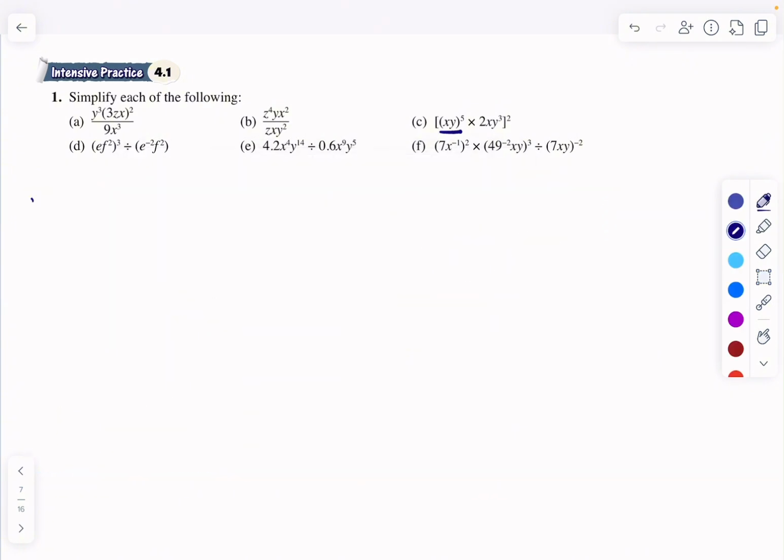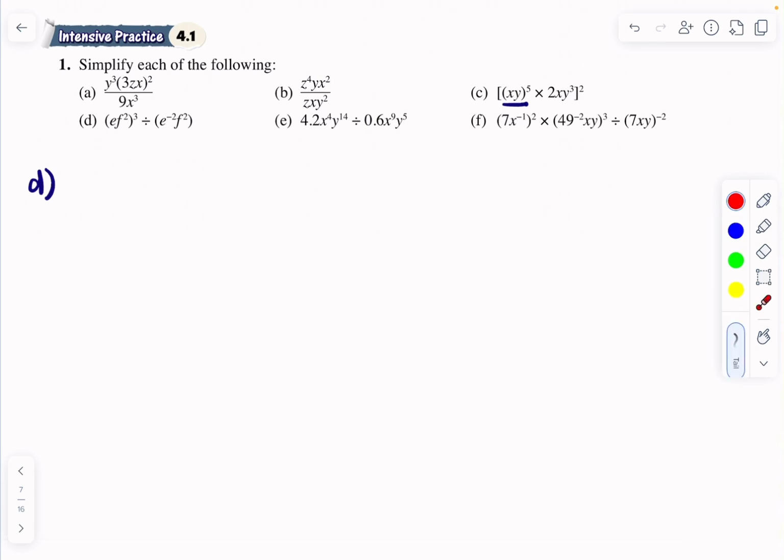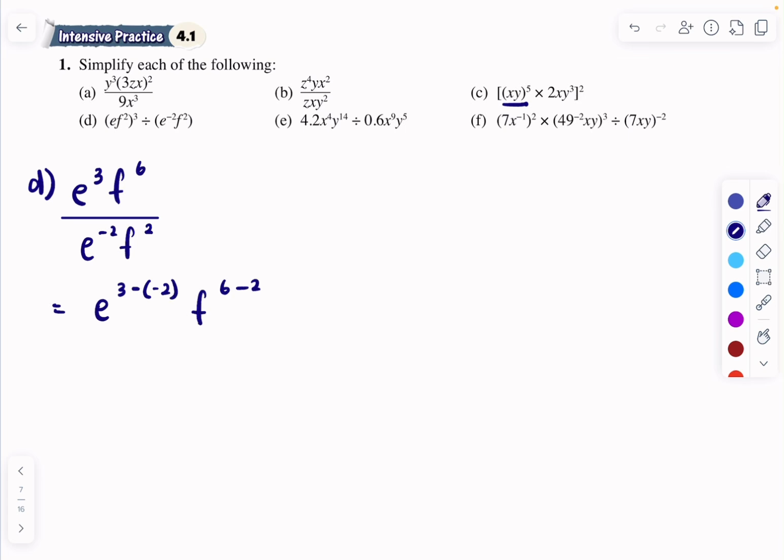Let's look at D. Here, e f square whole thing cube. So e cube, f square cube. So you can say e power 3, f power 6. Divide e negative 2, f square. So what we can do when we divide is, the powers will become minus. So you can say 3 minus negative 2, f 6 minus 2. So 3 plus 2 is 5, 6 minus 2 is 4.